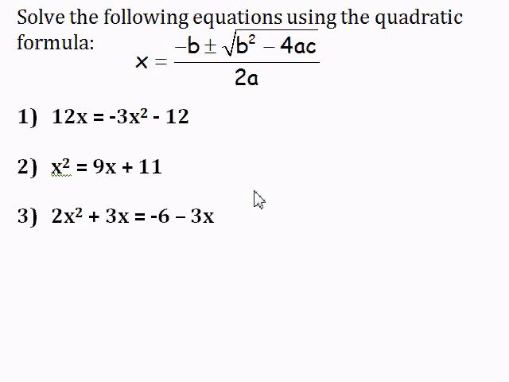For additional practice, please work the 3 following problems. As you're working through them, you will notice that the second and third problem work out slightly differently than the first problem listed. So please work through all 3, pressing pause, working them out, and pressing play when you're ready to see the answers.